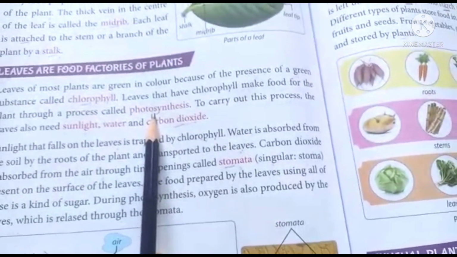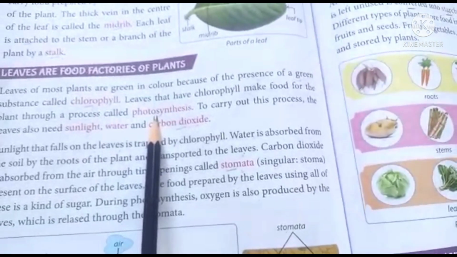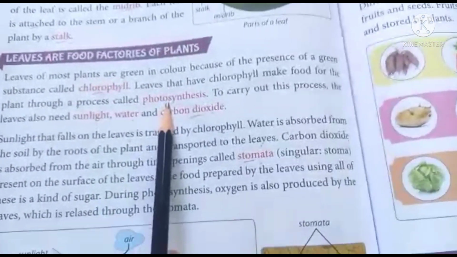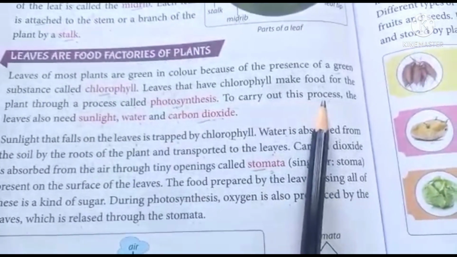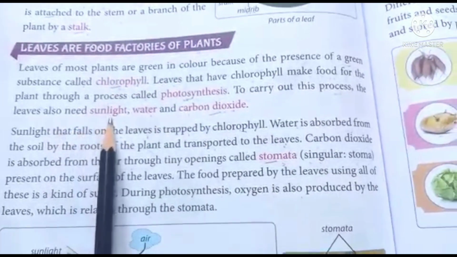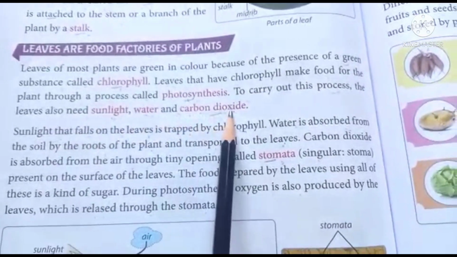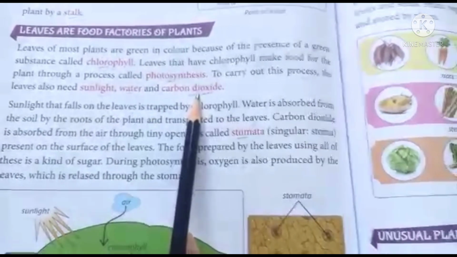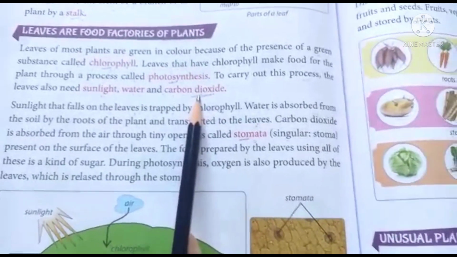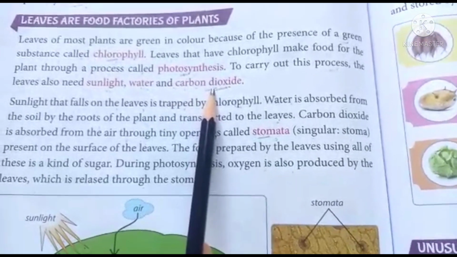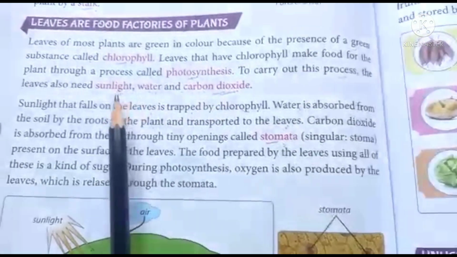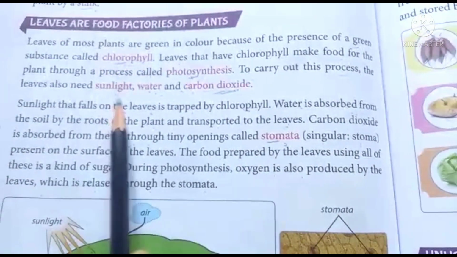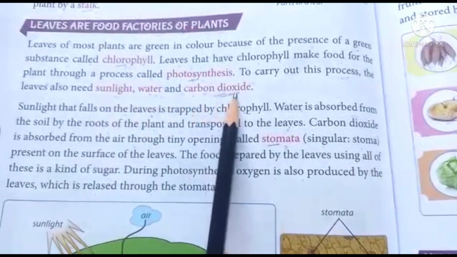In the leaf, plants prepare their food. Okay. So the process of preparing food is known as photosynthesis. To carry out this process, the leaves also need sunlight, water and carbon dioxide. When we go to prepare our food, at that time we need some things. Okay. Like that, when plants go to prepare their food, they also need some things. These are sunlight, water and carbon dioxide. With the help of sunlight, water and carbon dioxide, plants prepare their food.